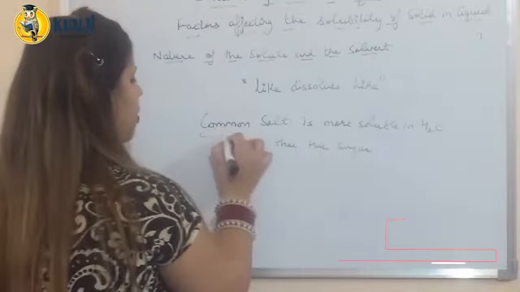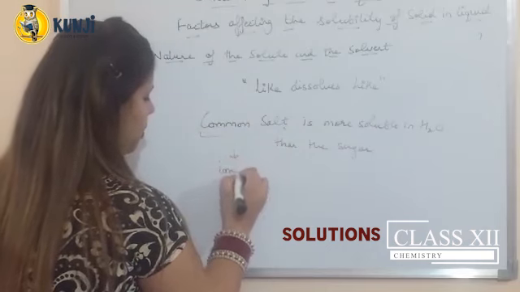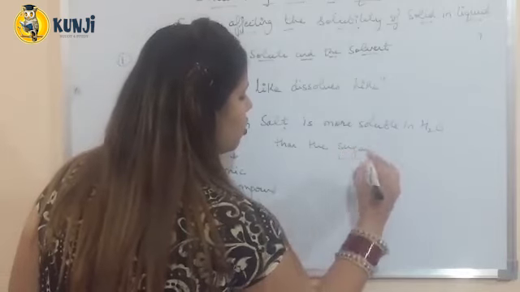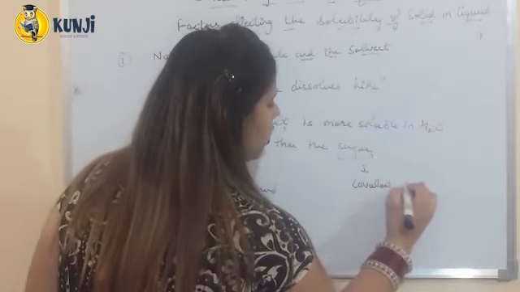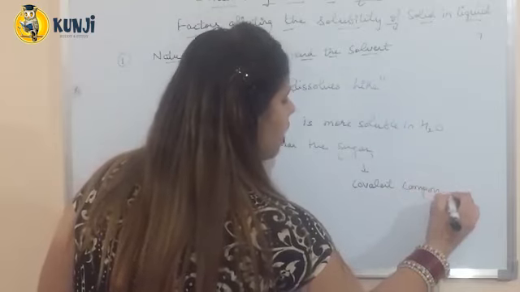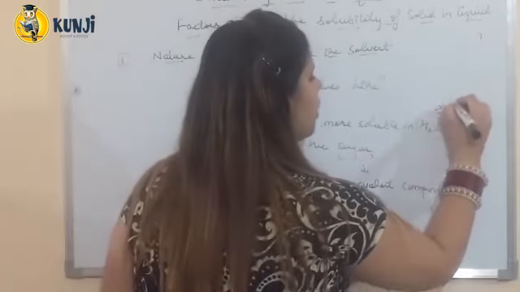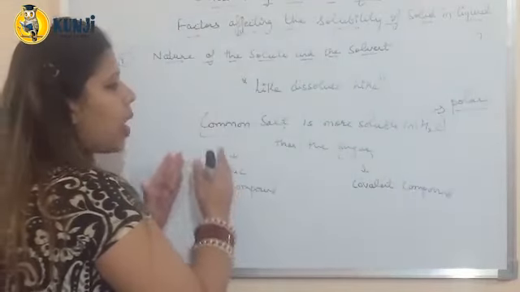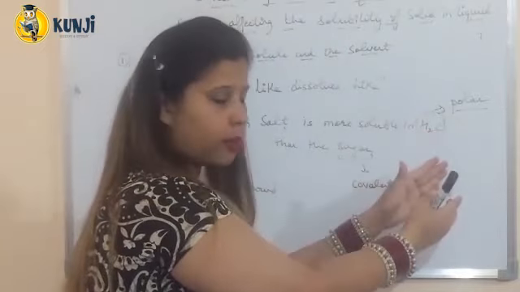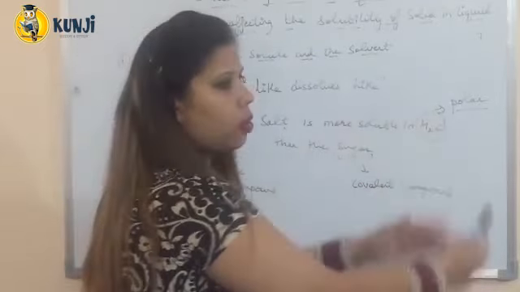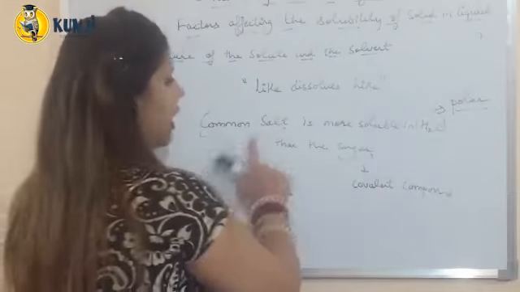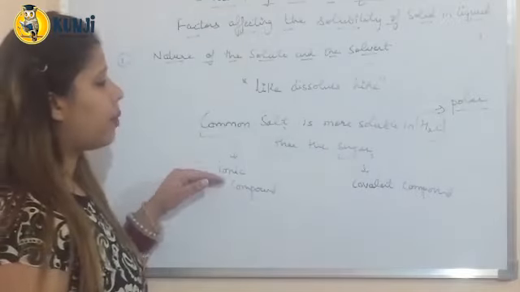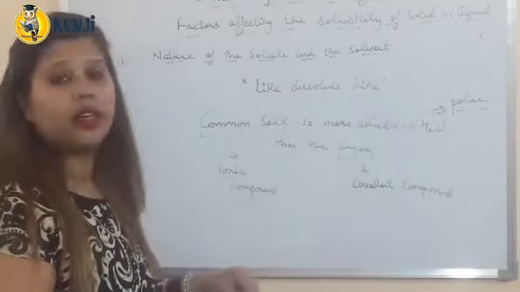Why? Because common salt is an ionic compound, and on the other hand, sugar is a covalent compound, and water, it is a universal solvent which is polar in nature. So ionic compound dissolves more in the polar molecules, and covalent compound is less soluble in water molecules because like dissolves like. But what is the reason behind that? That why ionic compound dissolves more in water but not covalent compounds?